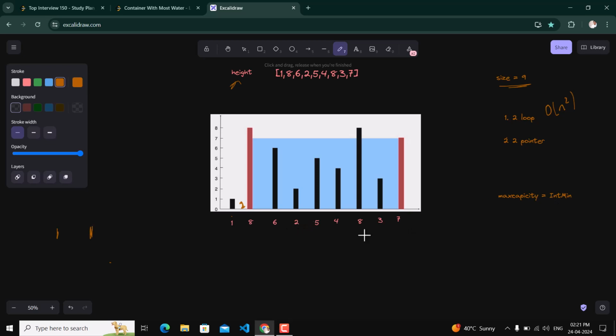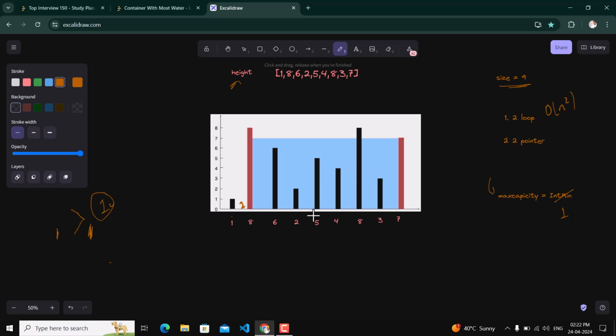Now we take two bars and calculate the amount of water they can store. Let's say it comes out to be 1 unit. We check whether it is greater than the maximum capacity. If it is, we replace the maximum capacity with its value. So now maximum capacity holds 1 unit of water, and for now our answer is 1.